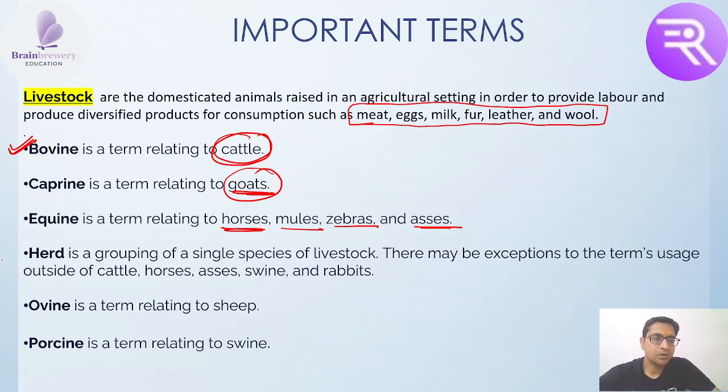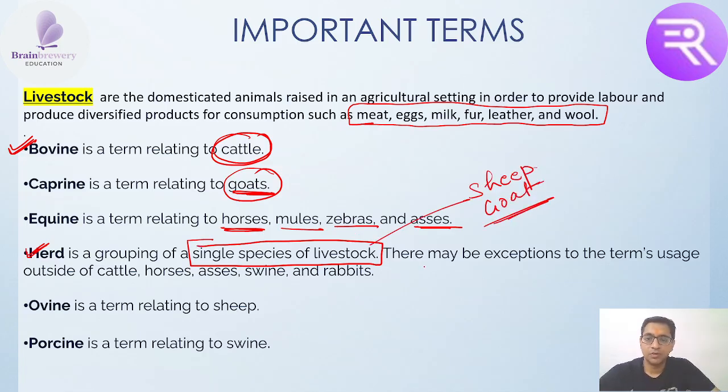Then what is the meaning of herds? Okay, a herd is a group of a single species of livestock. That means a herd of sheep, a herd of goats. Okay, so there are a lot of exceptions to this term's use outside of cattle, horses, asses, swine, and rabbits, herd of swine, like that. Then ovine is related to sheep, and porcine is related to swine, right? So I hope you got these important terms with you.